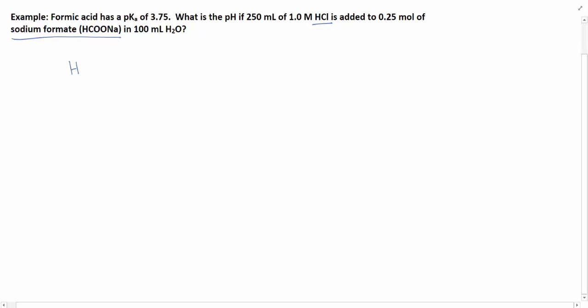So we have our weak base, which is our sodium formate, and we add HCl, our strong acid, which will react completely. So this weak base is going to take the hydrogen from HCl to make our conjugate acid, which is formic acid, and we're also going to have a salt left over, which is just the sodium and the chlorine. So sodium chloride left over.